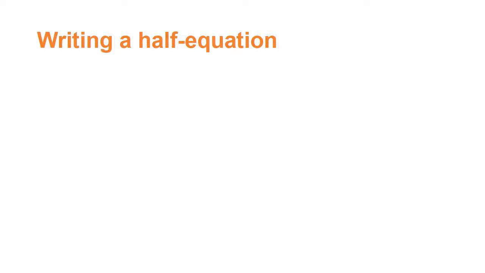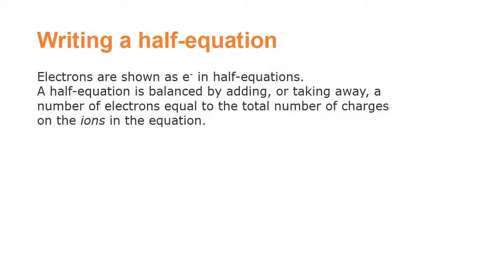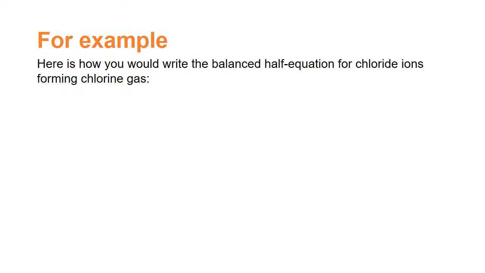So how do we write half equations? Electrons are shown as e- in a half equation. A half equation is balanced by adding or taking away a number of electrons equal to the total number of charges on the ions in the equation. Let's have a look at an example.